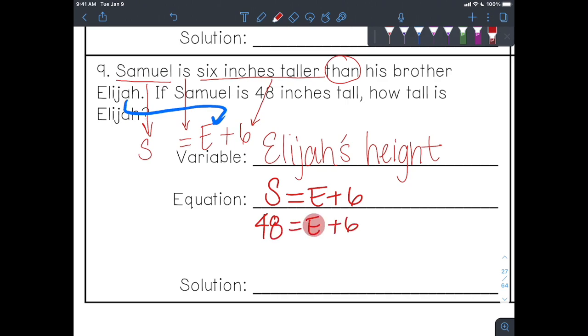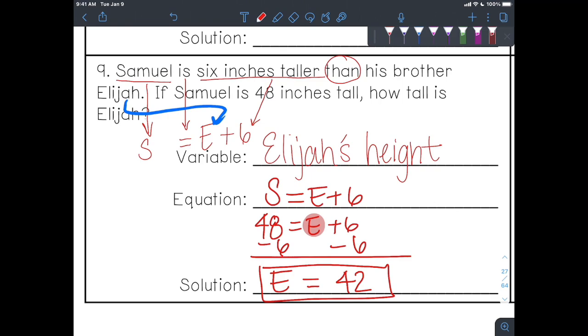Now I need to decide how in the world am I going to get E by himself. E is a mean old man alone as well. He wants to be by himself. So I need to get rid of that 6. I see that my 6 is adding, so I should go ahead and subtract. And I end up finding out that Elijah is 42 inches tall.